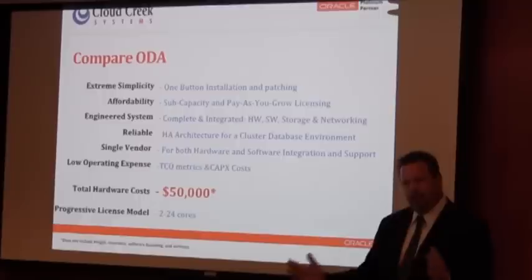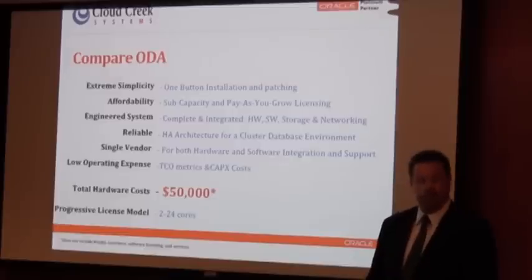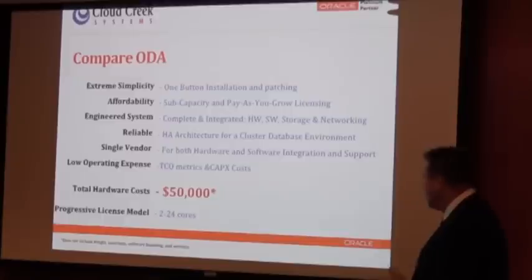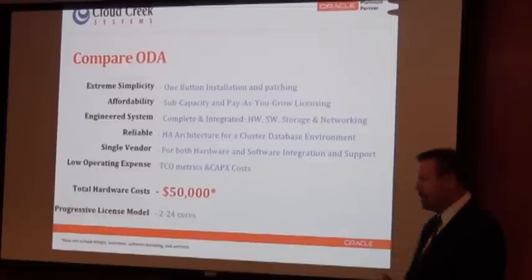So we've talked a lot about the hardware, we've talked a lot about the software, we've talked a lot about the sub-capacity licensing. The price tag for this system is $50,000. We can add about 12% for support. That's about $6,000. A little bit for shipping.